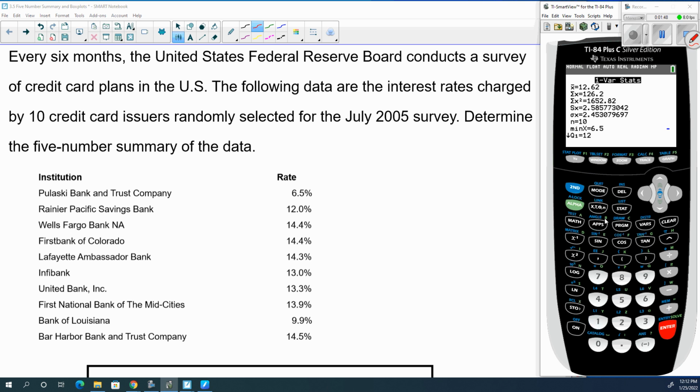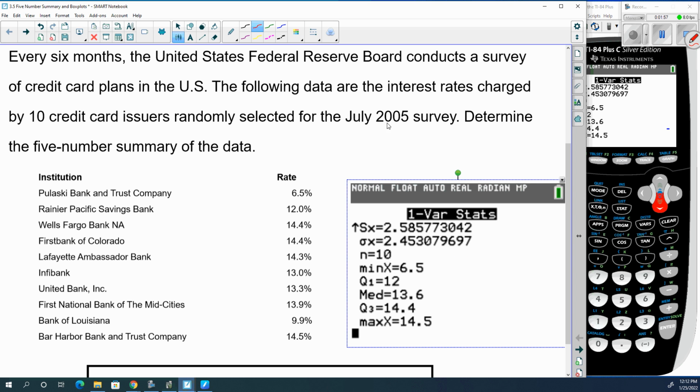And then the stuff that I need for the 5-number summary is clear at the bottom. So I just scroll down, and then I have the information. So here's my minimum, quartile 1, my median, which is quartile 2, quartile 3, and my maximum.